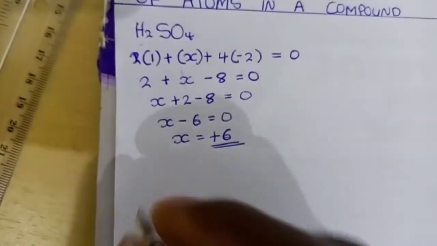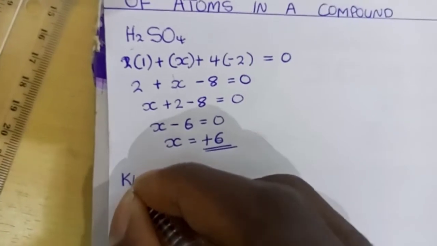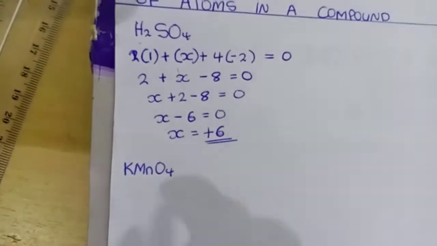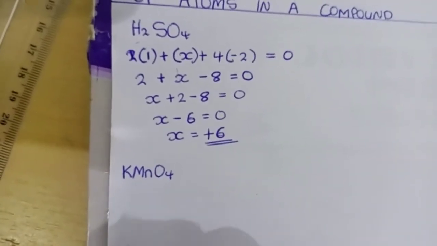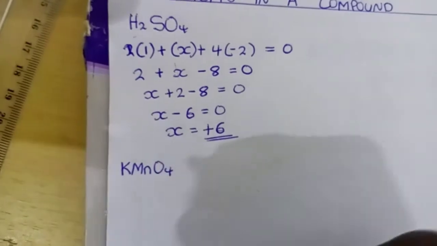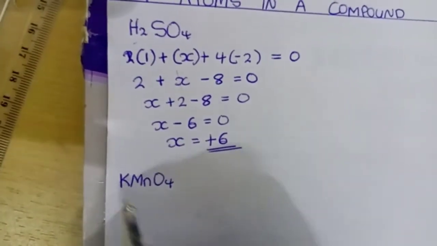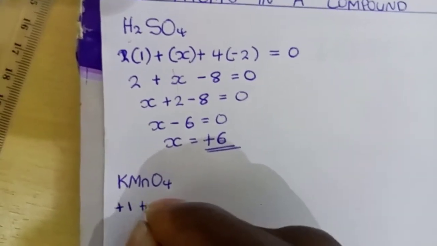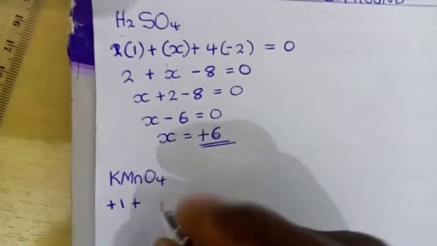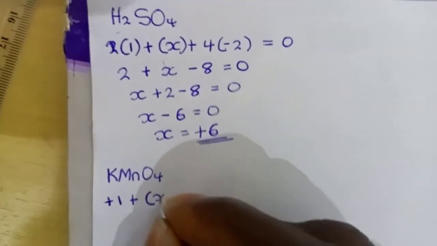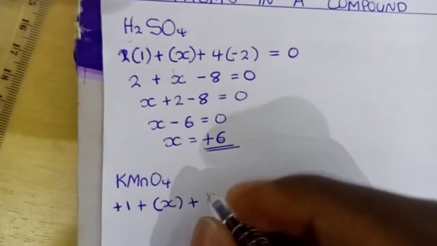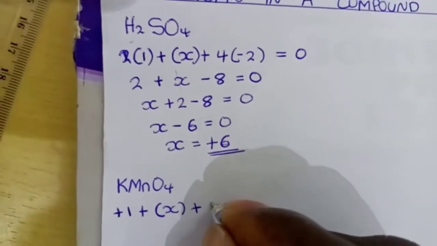Let's take a look at another example. We'll be looking at KMnO4. In this compound, we'll be looking for the oxidation number of Mn. Like we know from our oxidation rules, potassium has oxidation number of +1. We are looking for the oxidation number of manganese in this compound. Let's call it X. Plus, oxygen is always -2, except in peroxide. So we have 4 atoms of oxygen.